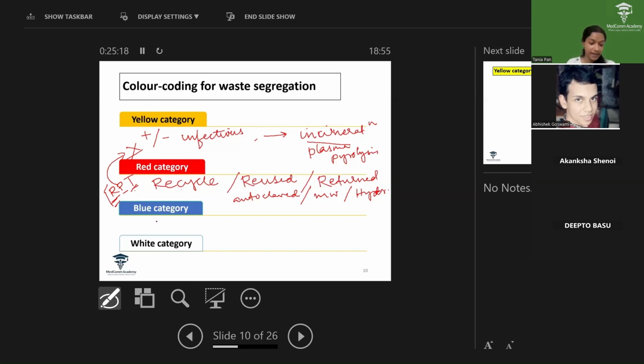The third is blue category. Ma'am, can you tell the mnemonic RPT? What does the T stand for? Tube. IV tube, IV set, anything which is a tube, right? Rubber, plastic, and tube. Yes.